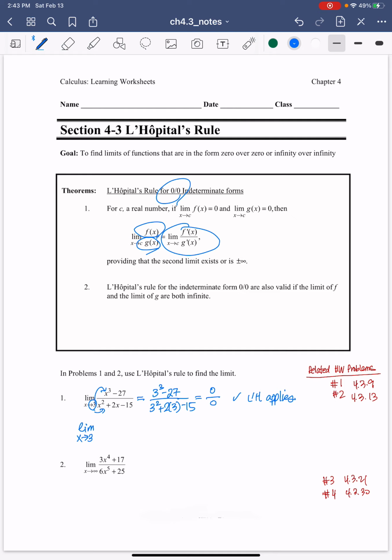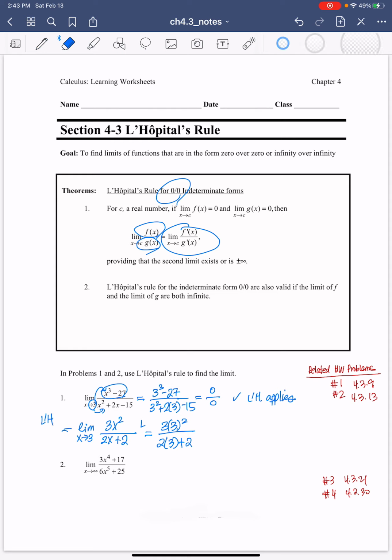So let's try this. The derivative of x cubed minus 27, that's very simple. That's the power rule. So you have 3x squared. The constant is 0. The denominator will be 2x plus 2, and again 15 is 0. The derivative of a constant is 0. So we have done the derivative. Now simply plug in 3. So 3 times 3 squared over 2 times 3 plus 2. So I'm also going to put L'Hopital's rule here.